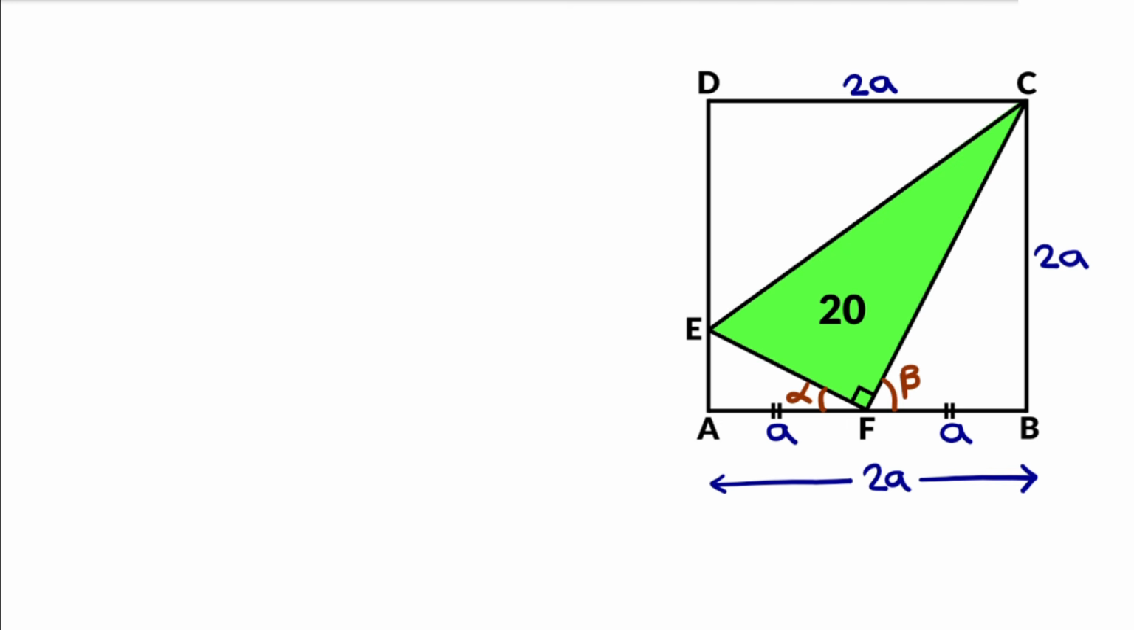Now look at the two right triangles hiding in the corners of the square. First, triangle FBC. It has a 90-degree angle at B and an angle of beta at F. Therefore, its remaining angle at C must be alpha. Now look at triangle EAF. It has a 90-degree angle at A and an angle of alpha at F. So its remaining angle at E must be beta.